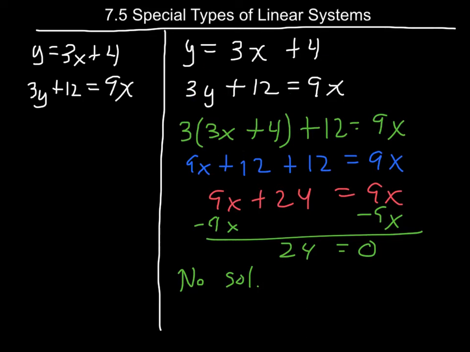Two lines that never intersect or never cross are called parallel. These two lines are parallel. They have the same slope but different y-intercepts. That's what makes lines parallel. They have the same slope but different y-intercepts. Parallel lines never cross, so for this one there'd be no solution. All right, take a look at the next one.